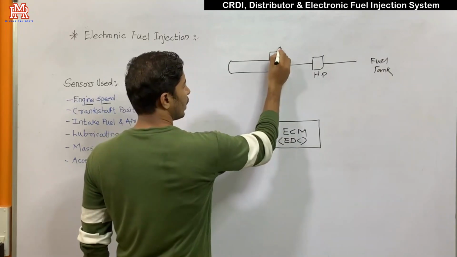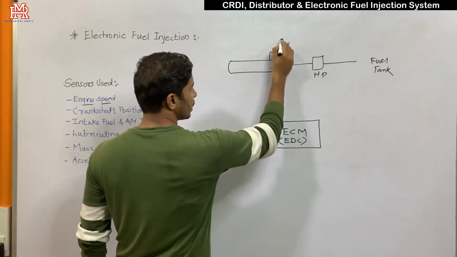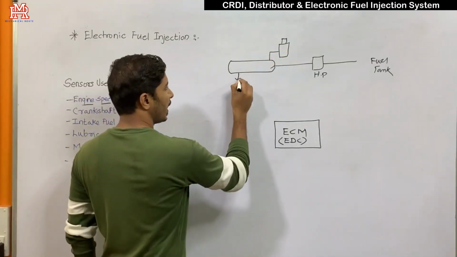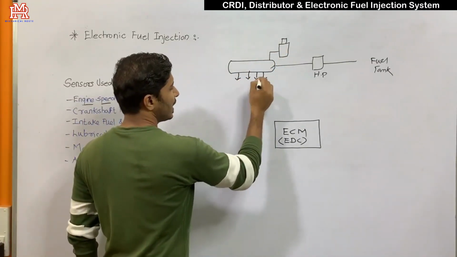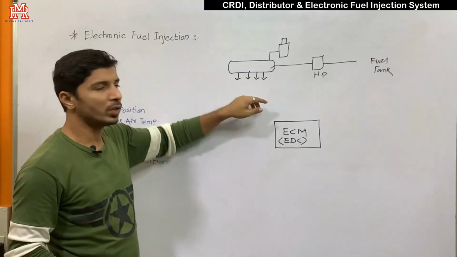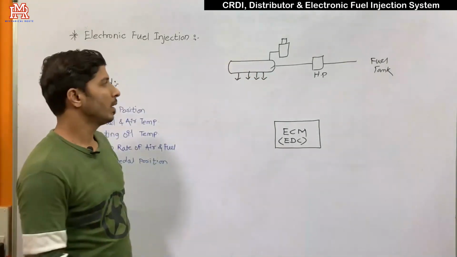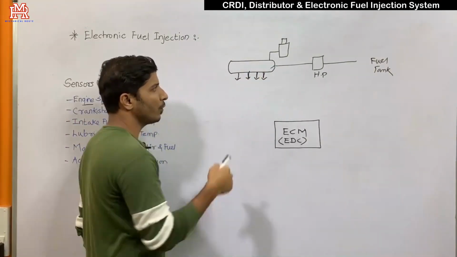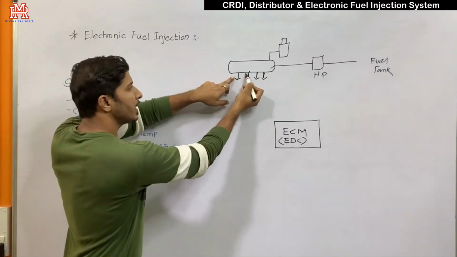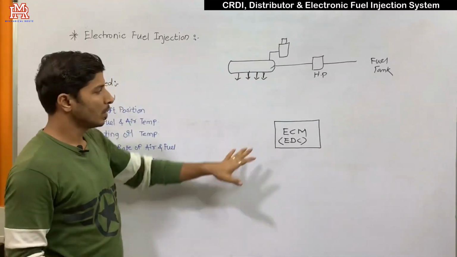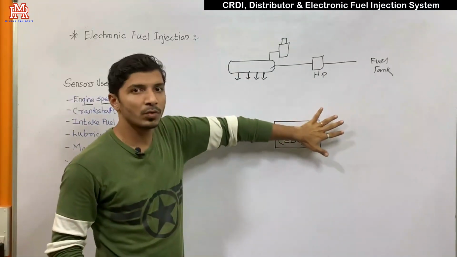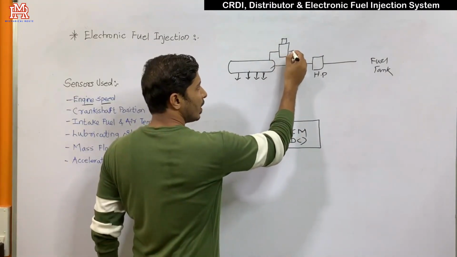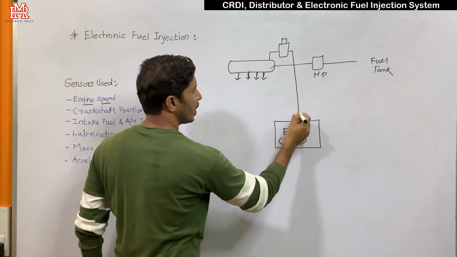We know that one regulating valve is used, and this regulating valve supplies the fuel to the individual cylinders through this common passage. But we have no control over the quantity supplied. We don't know whether an equal quantity is supplied to all the cylinders or not. So with the help of this ECU or ECM module, we can connect this fuel regulating valve to it.